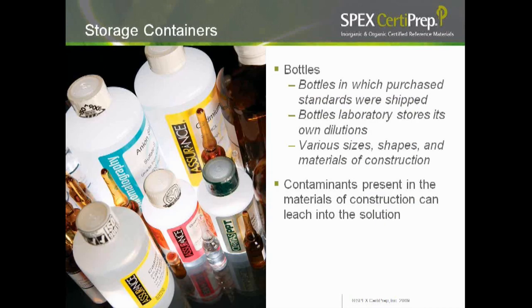So far, we have reviewed few things that are commonly used in the lab. Next to be considered are bottles. Calibration standards are shipped to you in bottles. You store diluted solutions in bottles. Bottles are of various types. Trace impurities from the walls of the bottles can leach into the solution and increase contaminants. The quantity depends on the type of material used for making the bottles.